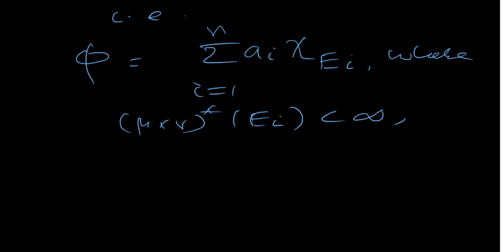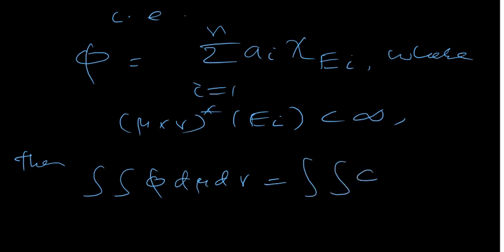Then the iterated integral of phi, first with respect to mu, then with respect to nu, is the same as the iterated integral of phi first with respect to nu, then with respect to mu. They are the same because you have to apply the definition of the integral of a step function, and for these characteristic functions they are equal. So you can see for step functions they are also equal. You just verify this one.